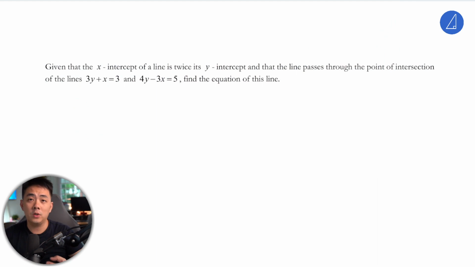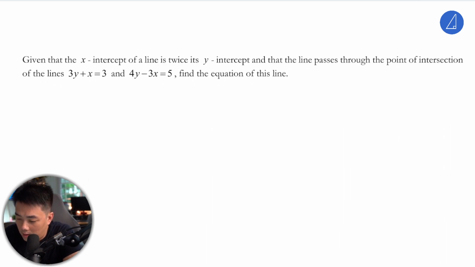Alright, so let's look at this question, which is on coordinate geometry. Given that the x-intercept of a line is twice its y-intercept, and that it passes through the point of intersection of these two lines, find the equation of this line.